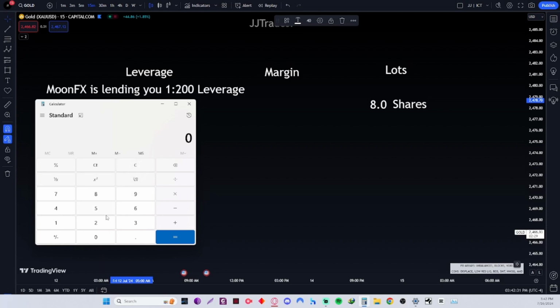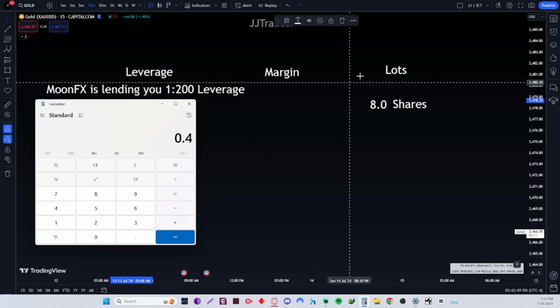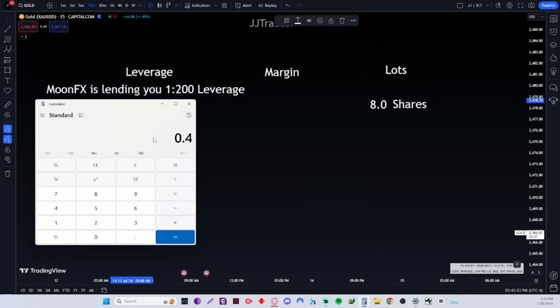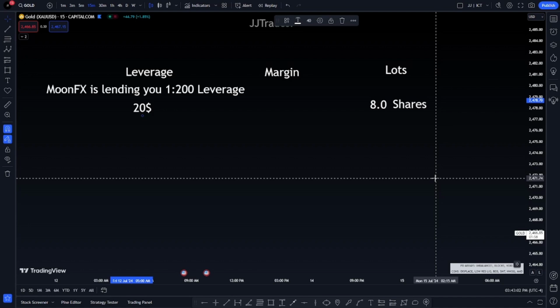So, since the stock is at 500, and we have $200 worth of buying power, that means we are buying 0.4 shares. Got it? So this is what the number will be like. It'll be 0.4 shares or 0.4 lots. That's how many lots you'll be using to buy that stock. Got it? Now let me explain lots.